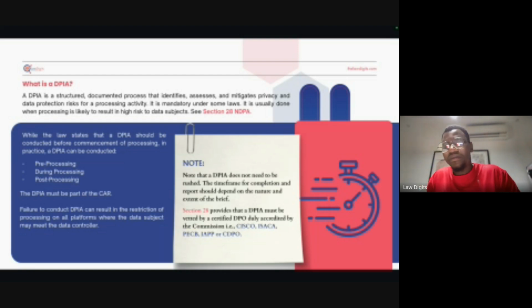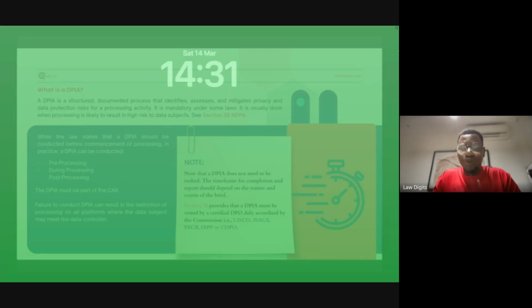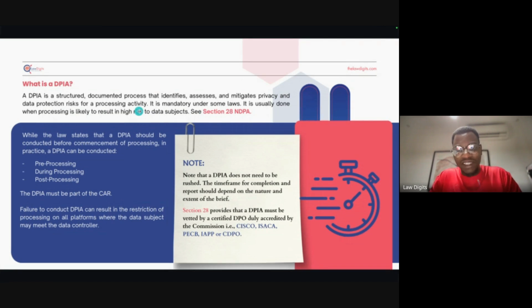So note that a DPIA does not need to be rushed. The time frame for completion and report should depend on the nature and extent of the brief. Section 28 provides that a DPIA must be vetted by a certified DPO, duly accredited by the commission. That is, maybe you're part of Cisco, ISACA, PECB, IAPP, or you're a CDPO, that's the IIM one. So if you have these qualifications, yes, you can vet a DPIA.